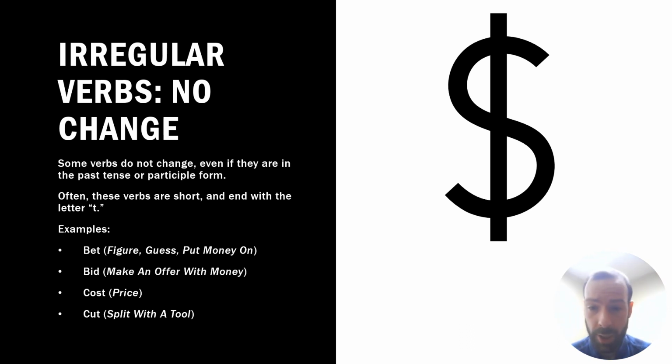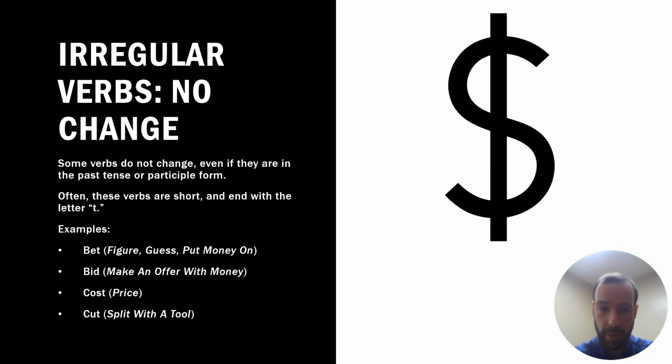This word does not change even if it's in the past tense. The past tense would not be betted. The past tense is still just bet. I bet him yesterday $100. We don't say betted, we still just say bet. Bid is a similar word. It's also a money word. It means to make an offer with money, usually at an auction. And bid does not follow the rules either. We don't say bidded when it's in the past tense. We just say bid. So he bid $200 on the pair of shoes.